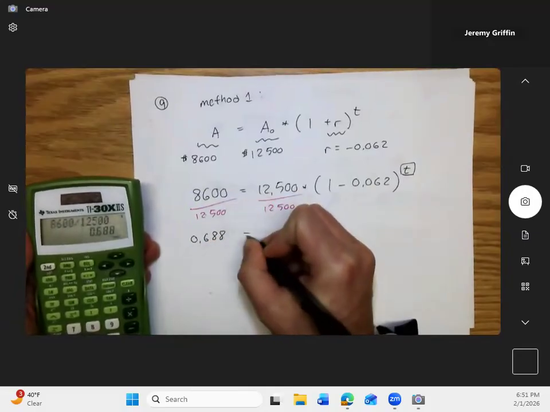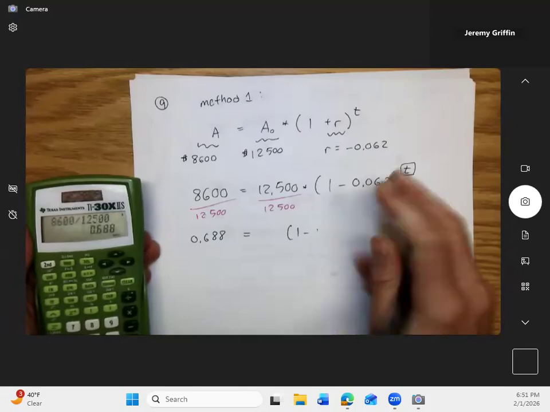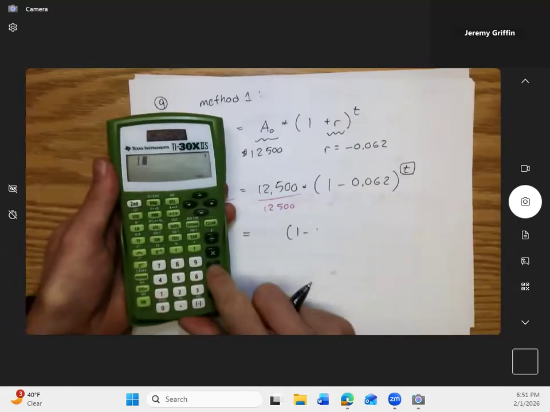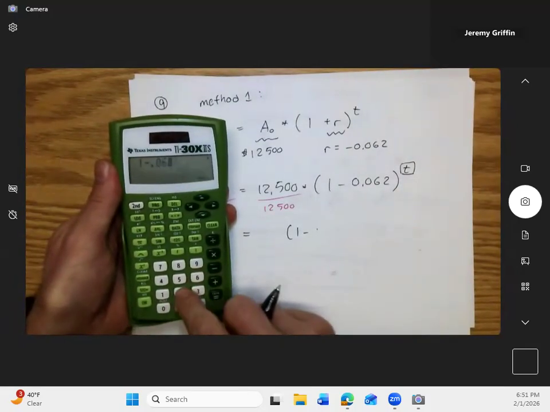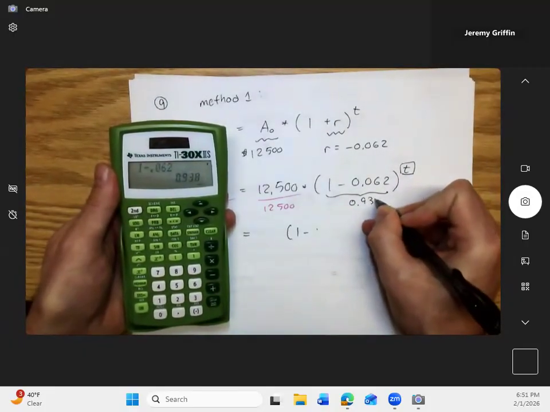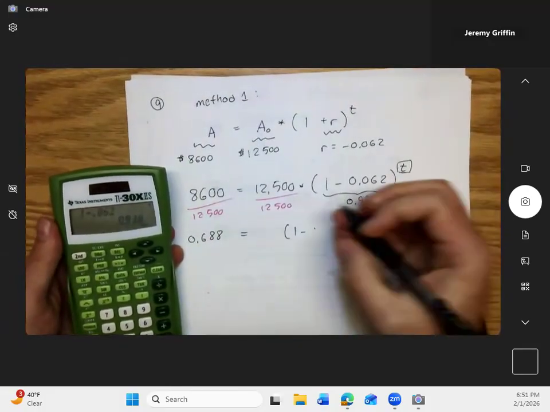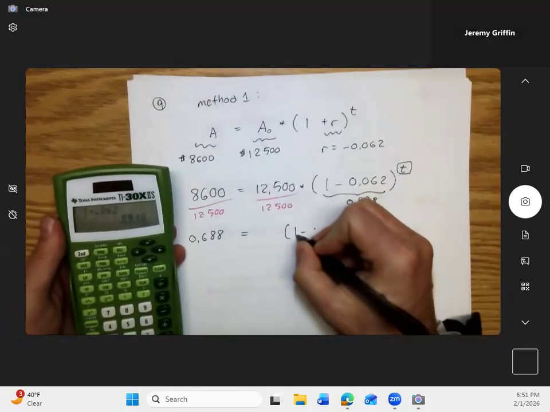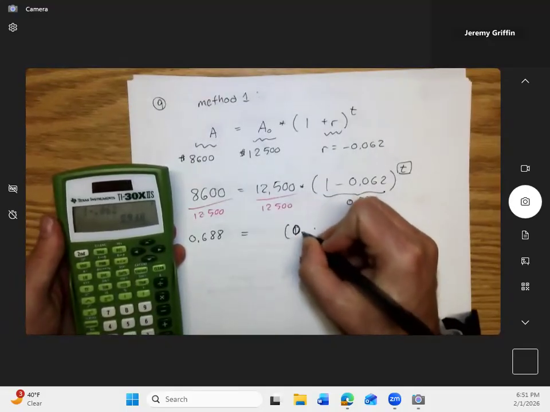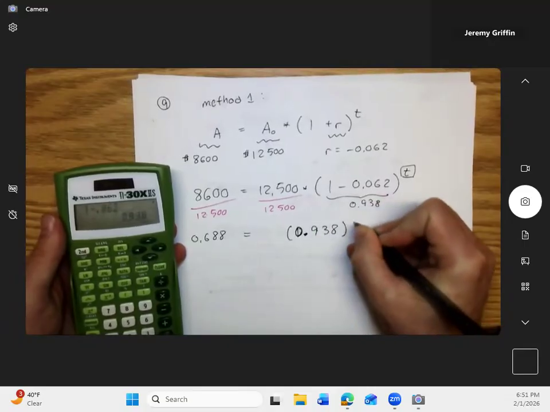0.688 is equal to 1 minus, but I can clean this up too. What is 1 minus 0.062? So this whole thing is like 0.938, right? Or you could say every successive year it's worth 93.8% of what it was the previous year. You have the plus 0.938 to the power of t.